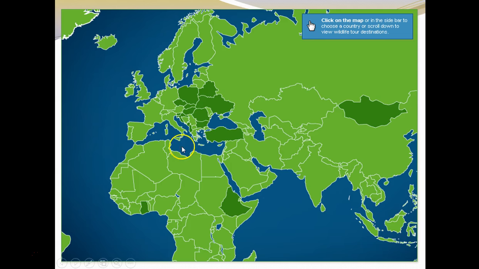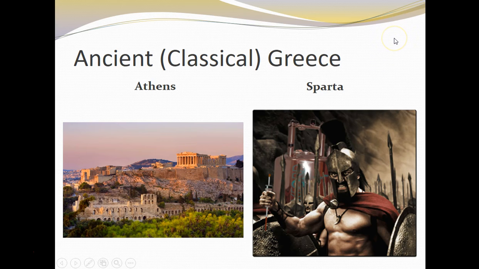Heading back over to Greece, we talked about the Bronze Age in Greece. You also, in World Civilizations 1, talked about classical Greece, or sometimes just called ancient Greece. You'll remember both Athens and Sparta. Athens kind of known more for their artistic side and their naval power. Sparta, really strong military. You probably saw 300.